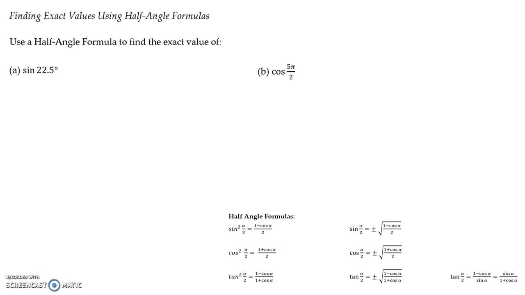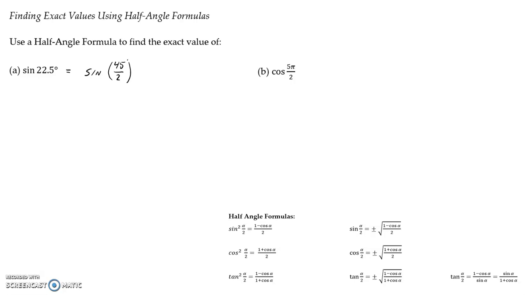Let's go ahead and take a look at using the half-angle formula to find the exact value. Let's look at part A. We're going to be taking a look at sine of 22.5 degrees. And keep in mind, we can rewrite this as sine of 45 degrees divided by 2. That's really how we got the 22.5.